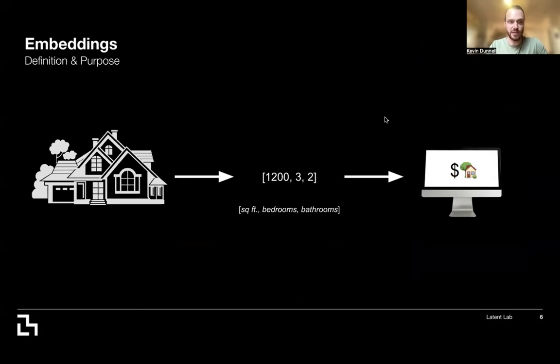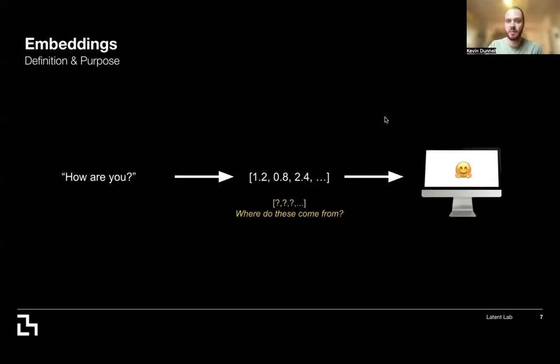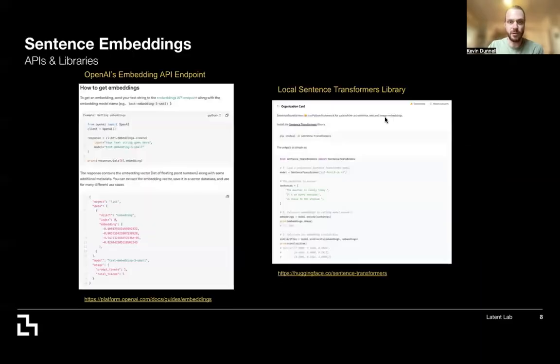For example, we could embed the concept of a house and use that in a computer model to predict the value of different houses. In this case, you can notice that the values in the vector are actually interpretable. We know that we can map them to things like square footage, bedrooms, and bathrooms. But if we come back to the language, it's not actually as interpretable. So trying to understand where do these things come from, how do we produce them?